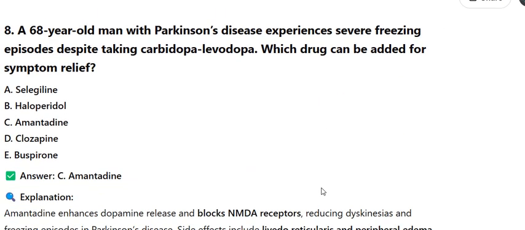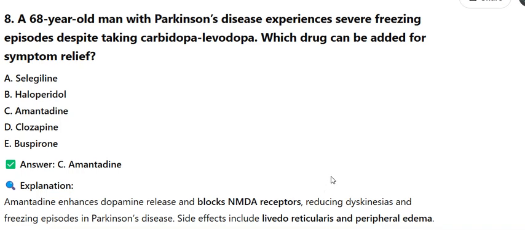8. A 68-year-old man with Parkinson's disease experiences severe freezing episodes despite taking carbidopa-levodopa. Which drug can be added for symptom relief? A. Selegiline. B. Haloperidol. C. Amantadine. D. Clozapine. E. Buspirone.